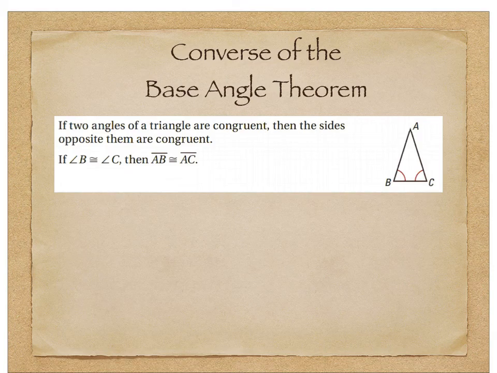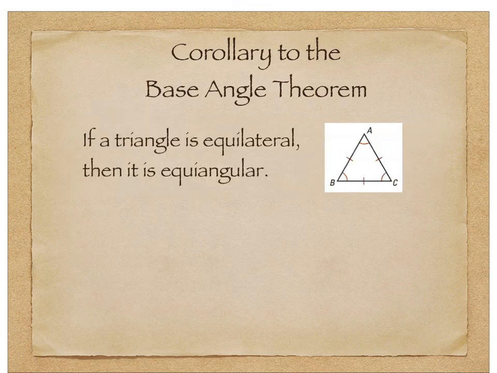The original theorem had sides right here and angles right here. So all we've done is flip-flop those two things. All right? Not too hard. Some corollaries. Remember, corollaries are things that kind of fall out of theorems easily or naturally.